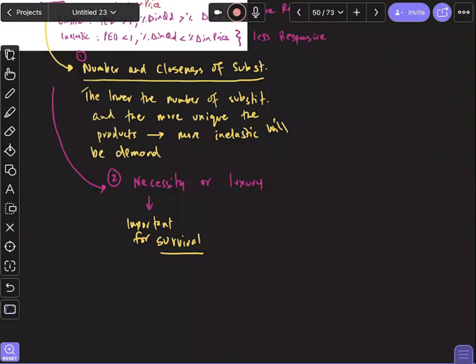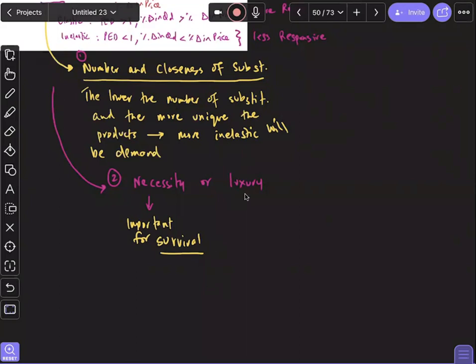Makes sense? Luxuries, on the other hand, are not important for our survival, and one would argue that you may not need to worry about it in that manner, and therefore you can easily switch. If the price goes up, you may decide not to buy the good to begin with, or to move away to another good easily. Make sense, guys? Any questions before we move on? No, sir. Okay.